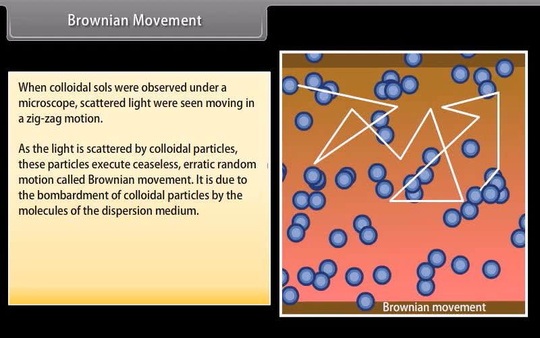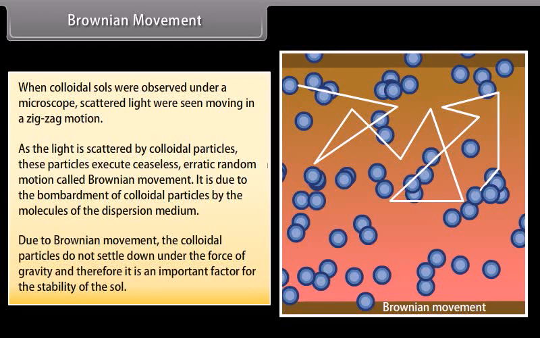It is due to the bombardment of colloidal particles by the molecules of the dispersion medium. Due to Brownian movement, the colloidal particles do not settle down under the force of gravity, and therefore, it is an important factor for the stability of the sol.